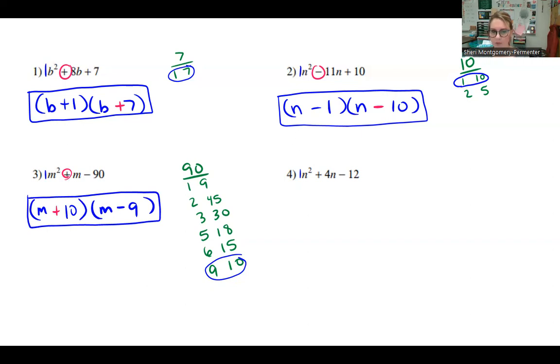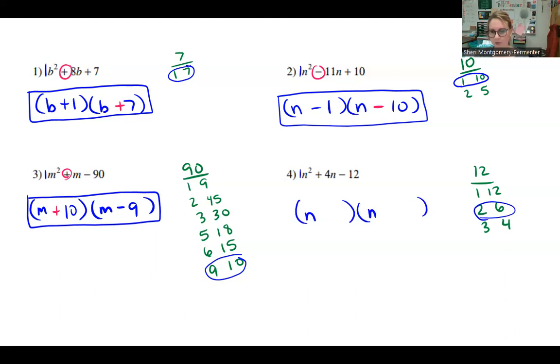For question 4, we need factors of 12. So factors of 12, we've got 1 and 12, 2 and 6, 3 and 4. Can you think of any others? Okay, which pair has a difference of 4? 2 and 6. So I get my factors.